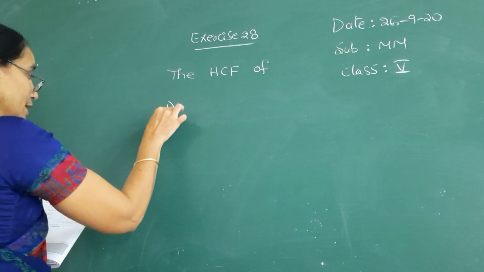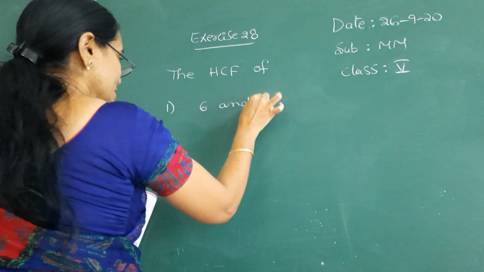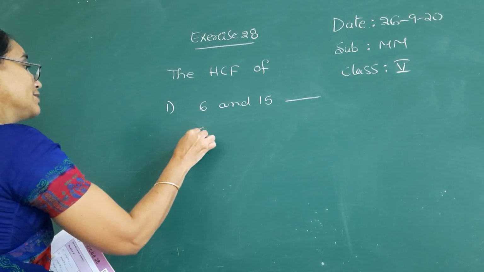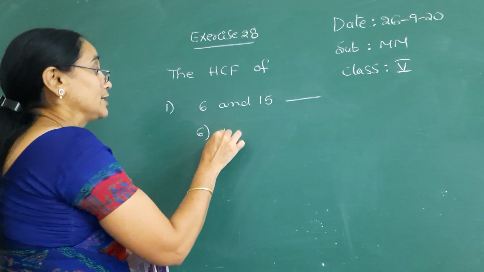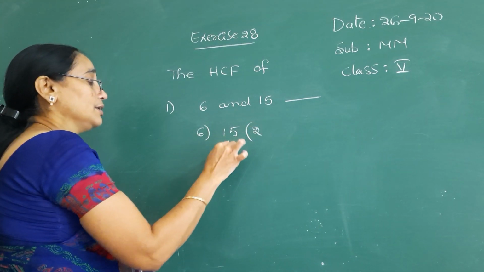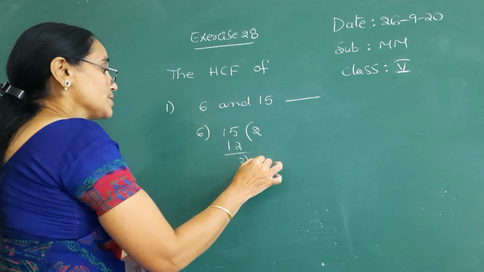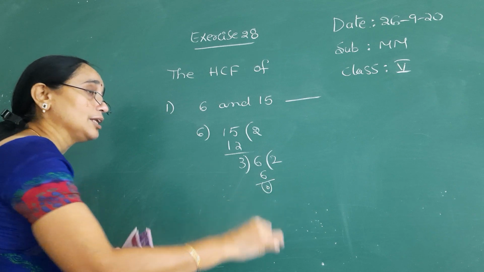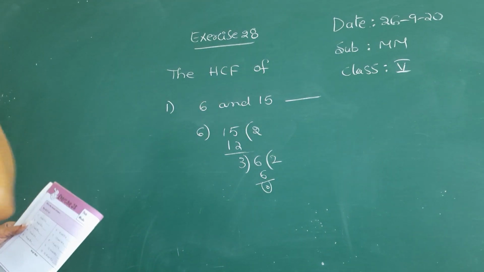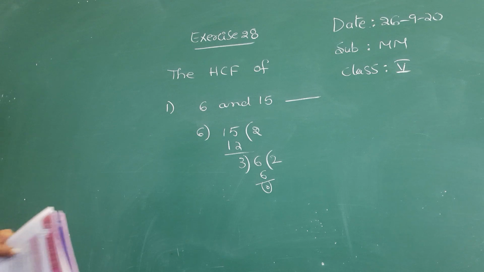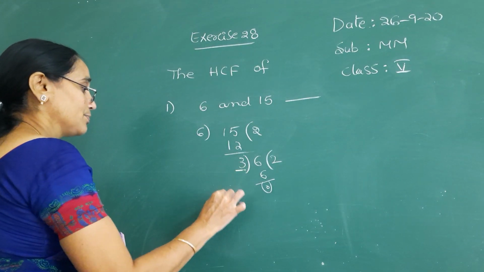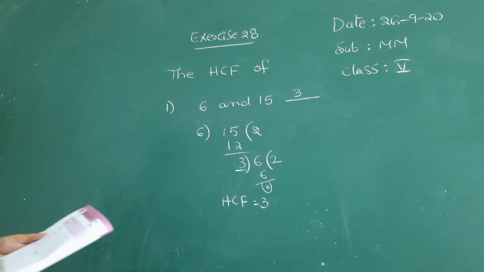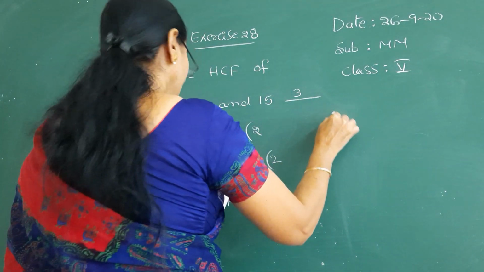See here, the first question is 6 and 15. Now you have to select the smallest as divisor and the greatest as dividend. 6 twos are 12, remainder 3. You have to drop 6 as the dividend. 3 twos are 6, remainder is 0. Do the process till we get the remainder 0. Where we get the remainder 0, that divisor is the HCF. So HCF is equal to 3.